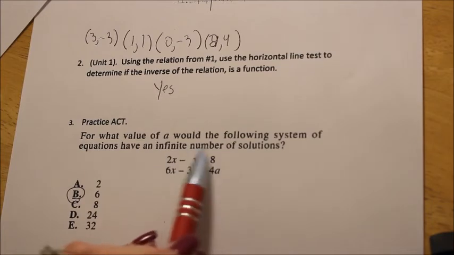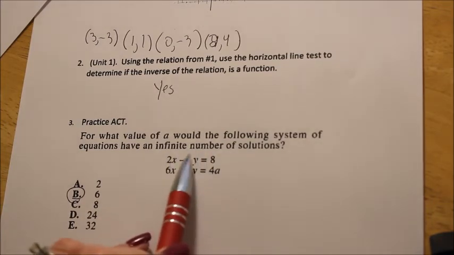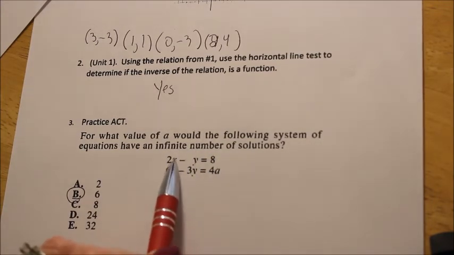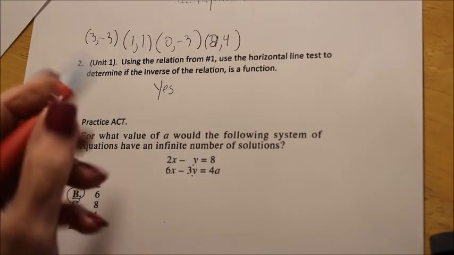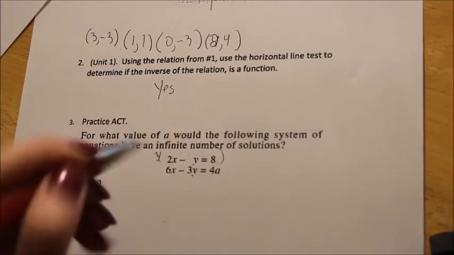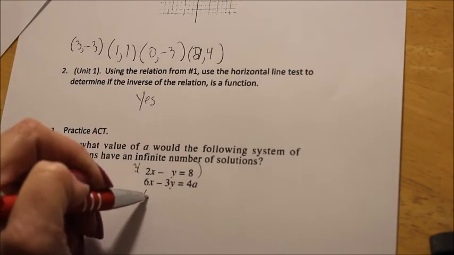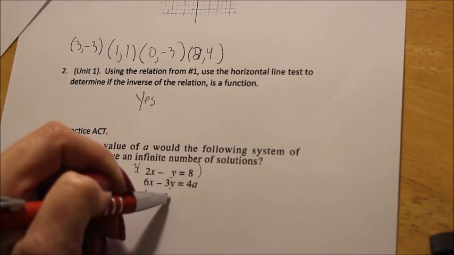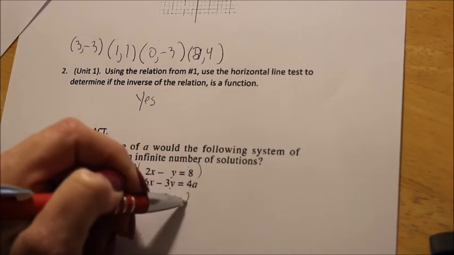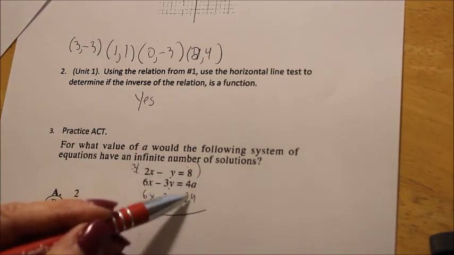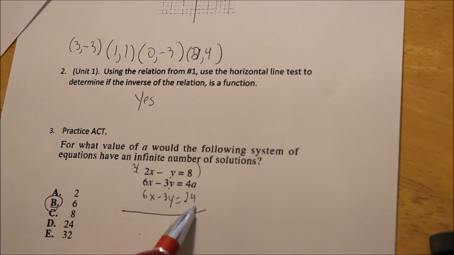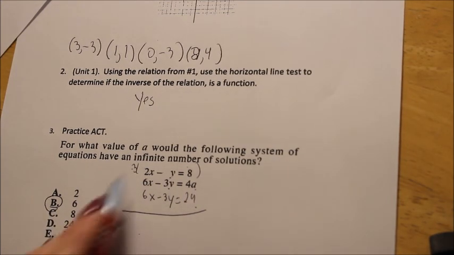The last one, the practice ACT, was B. What you had to do, infinitely many solutions means that these have to match. So how could I get this to be a 6, this to be a 3? The only way to do that would be to multiply that top equation by 3. If I do that and write it down below, I get 6x minus 3y equals 3 times 8 is 24. So if they have to match exactly, then what does A have to be to get a 24? The answer would be 6, B. Okay, so that's how that one worked.